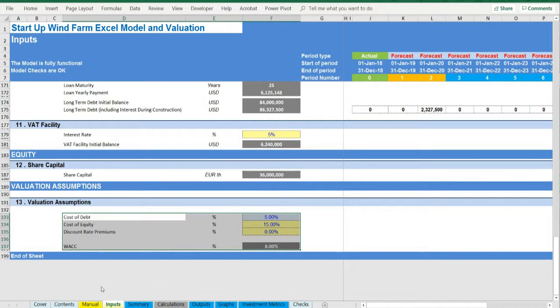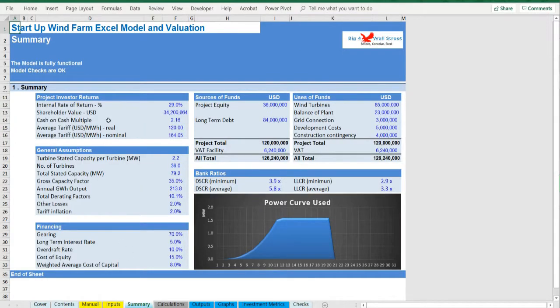Summary. Since the model does not use any macros, the summary page, one page ready to be printed, is instantly updated with the main output metrics of the model such as internal rate of return, shareholder value, cash on cash multiple, sources and uses, general assumptions regarding the power generation including a power curve, debt service coverage ratio, loan life coverage ratio, and other financing assumptions.